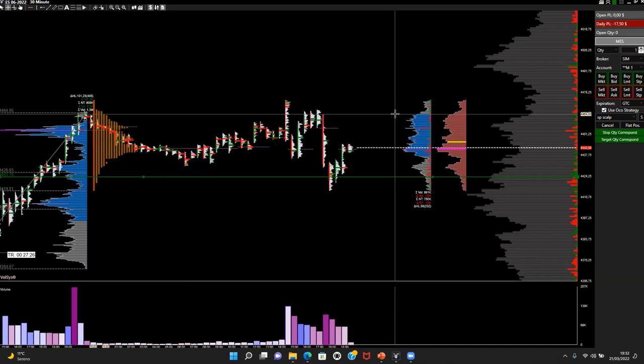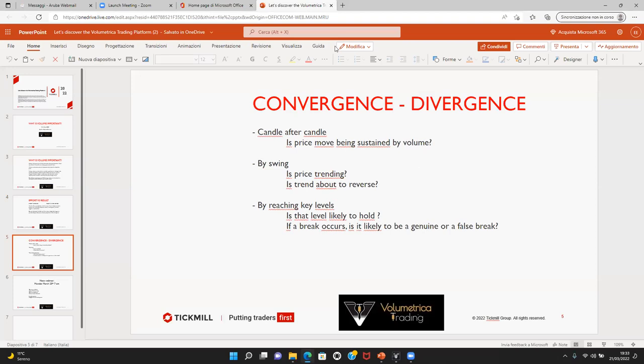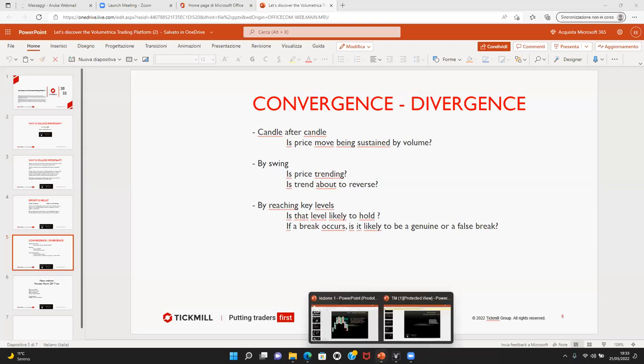Of course, there are many ways to use this interpretation, this analysis, because actually we can use this very simple but straight and plain concept of effort, result, convergence, and divergence between volume and price move in many ways. For example, we can analyze the price candle after candle and see what volume for each candle tells us. So that means if we have trending candles, is the price move being sustained by volume? Let's have an example using another chart.